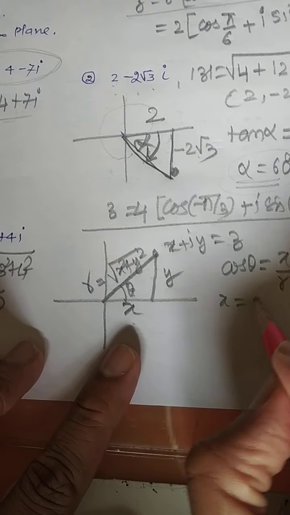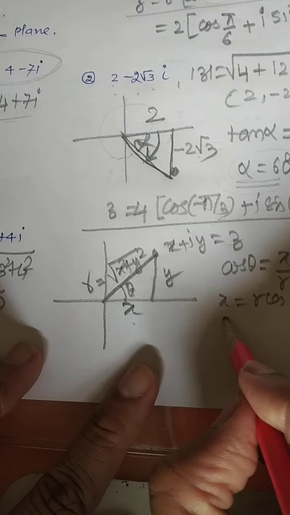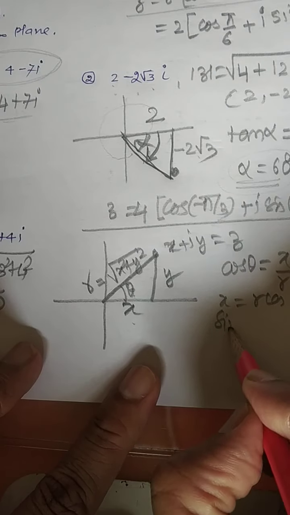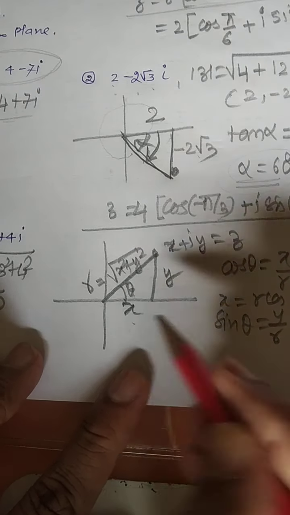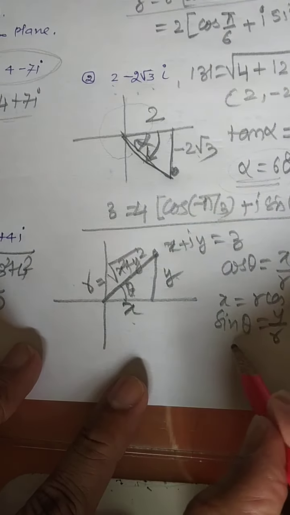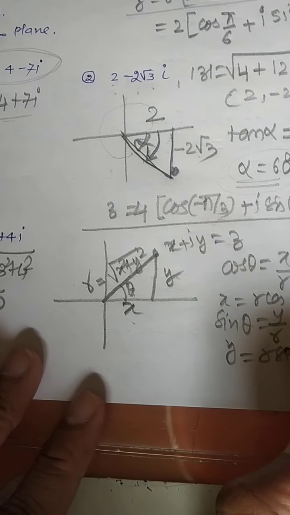What is the value of x? It will be r cos theta. If I ask what is sin theta over there, sin theta will be equal to y by r. Look in the figure, sin theta will be y by r. So what will y be equal to? It will be r sin theta.